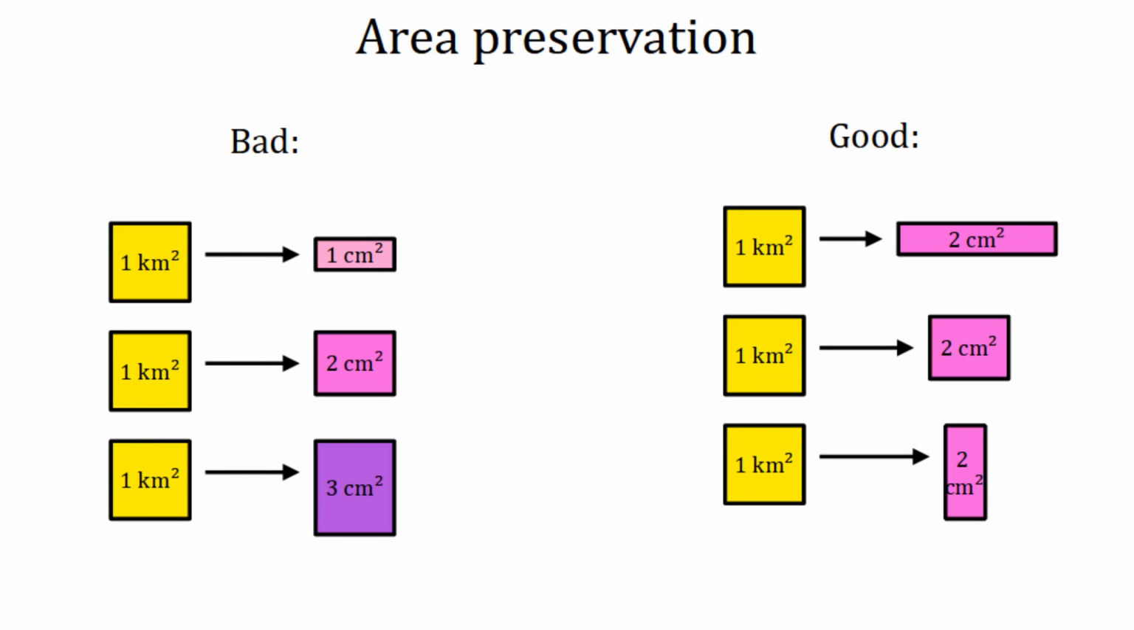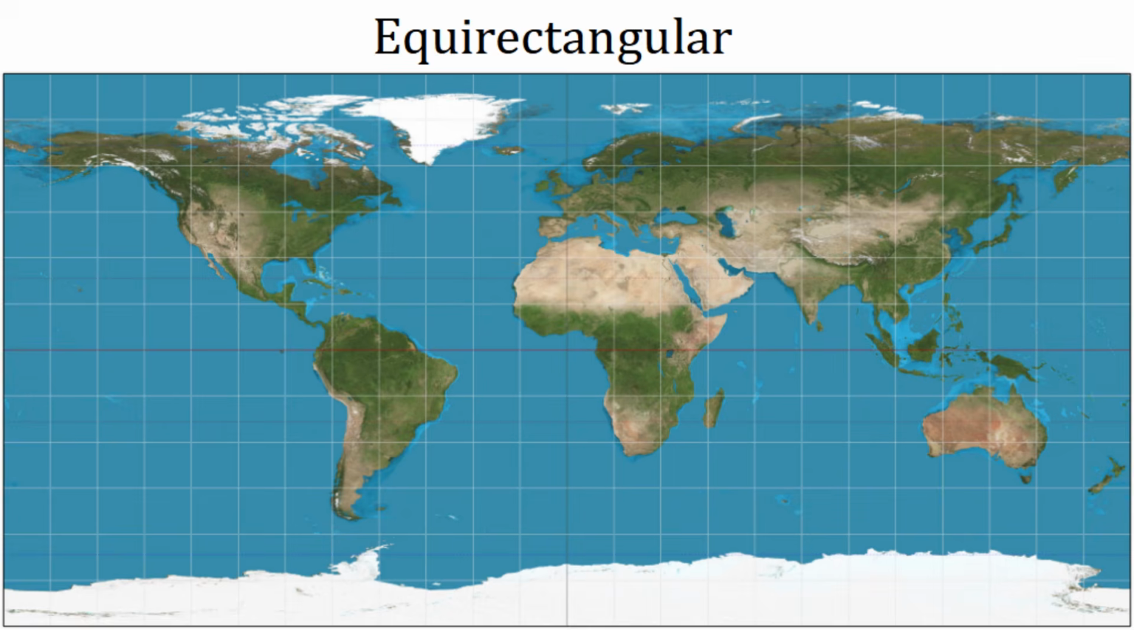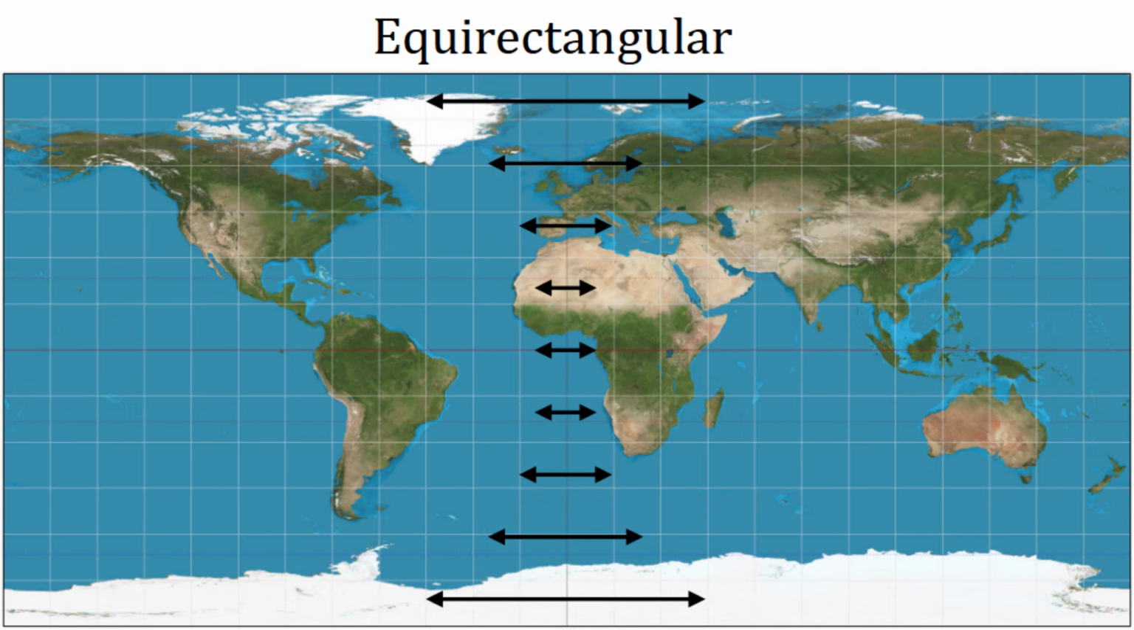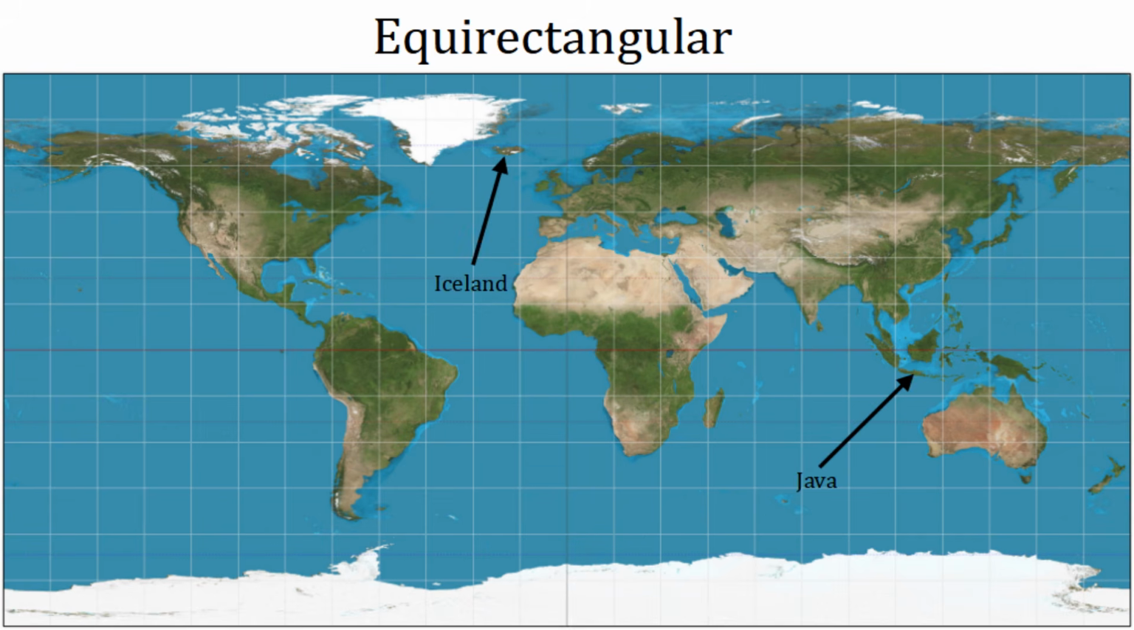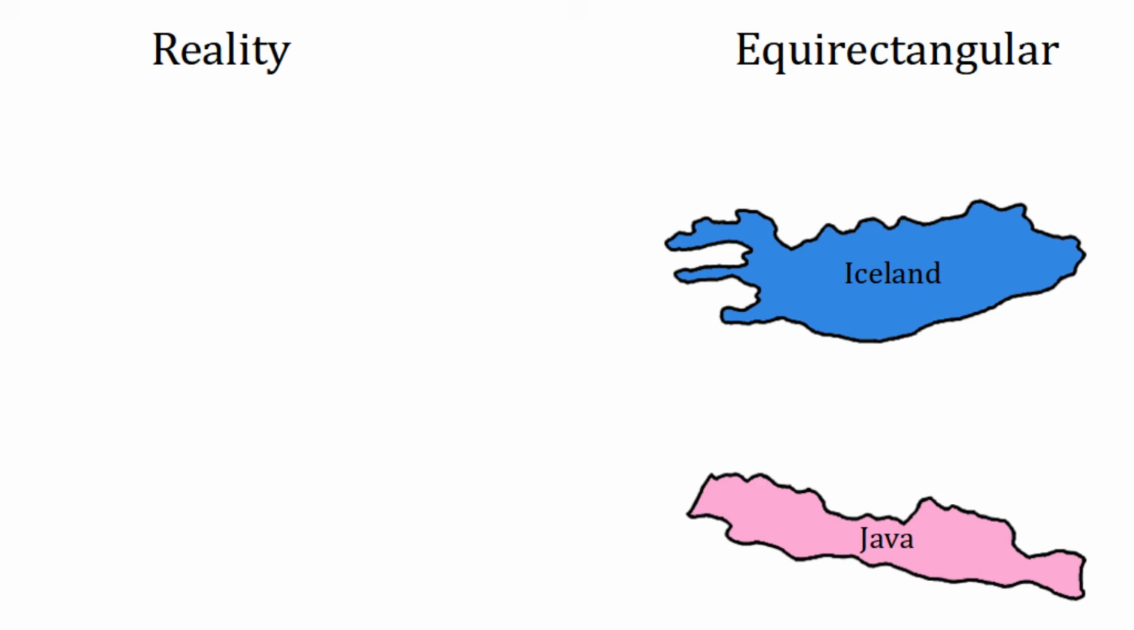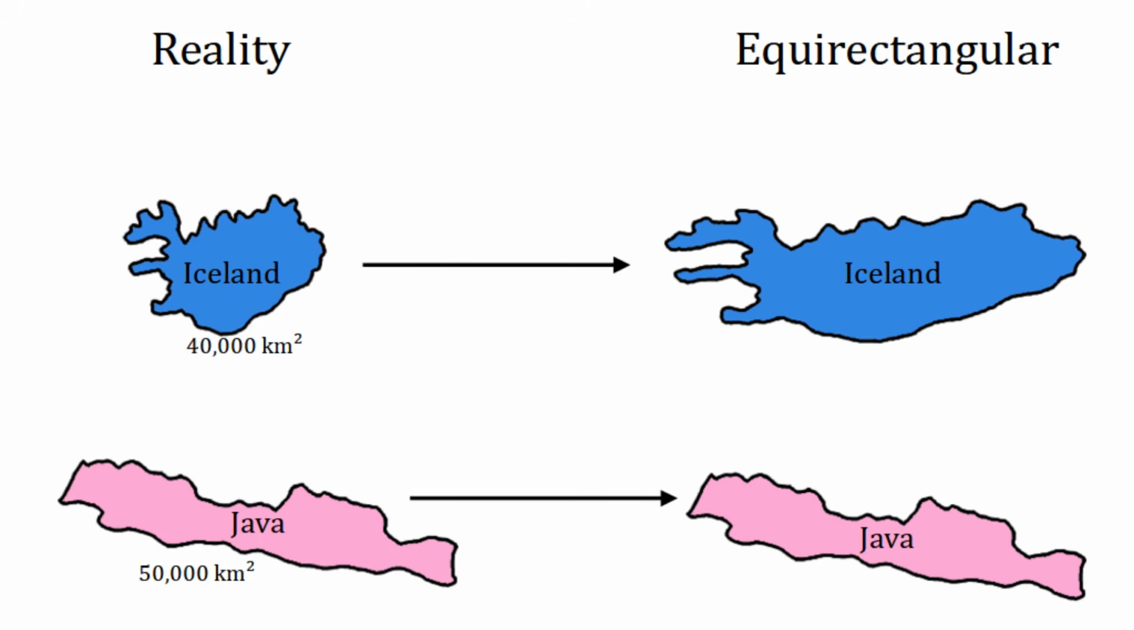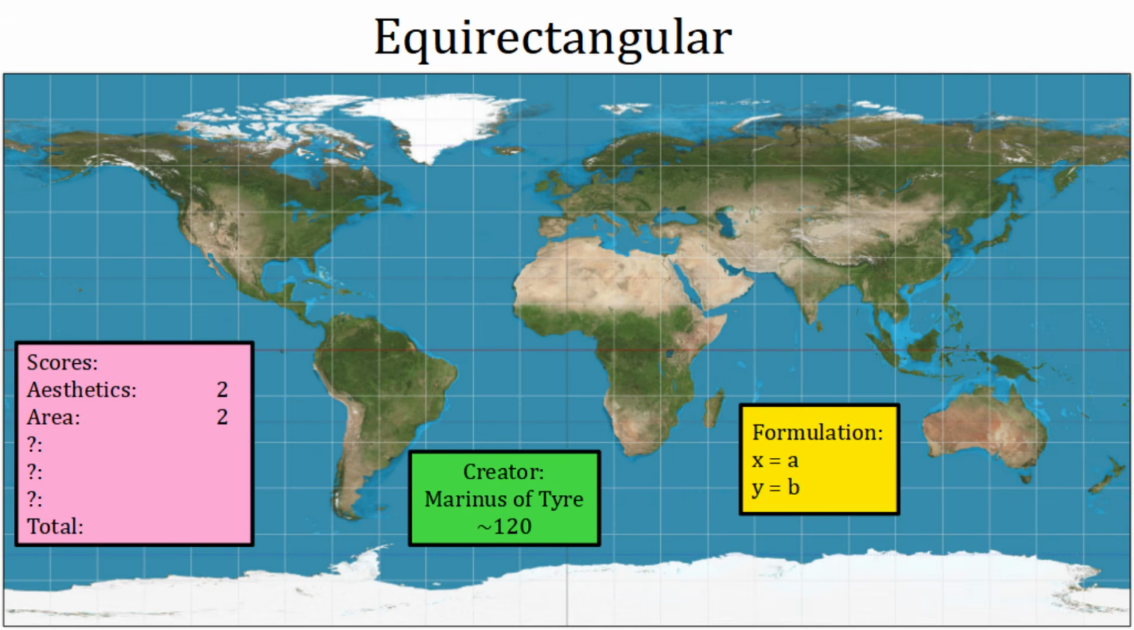Keep in mind that this category doesn't care about shape. With the flat square projection, polar regions are stretched out and appear bigger than they actually are. For example, compare Iceland and Java. On the projection, Iceland looks quite a bit bigger than Java, but in reality, Java is quite a bit bigger. Flat square gets a score of 2 because it's pretty bad at area preservation, but it's by far not the worst offender, as you'll see later on.